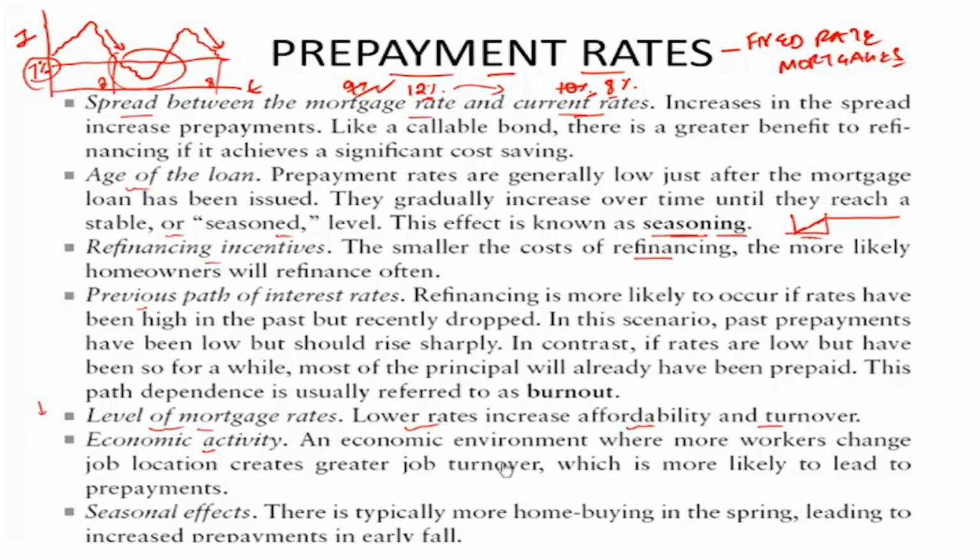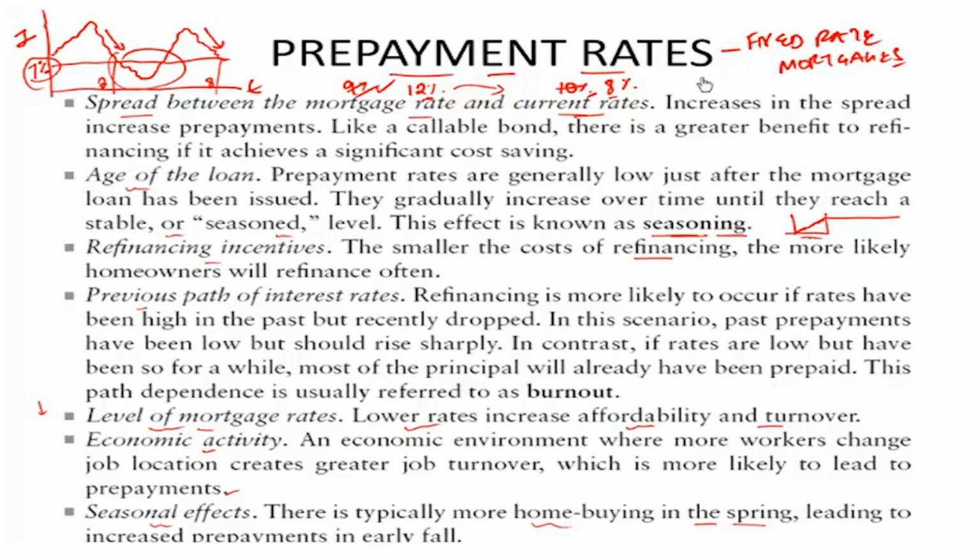Similarly, when economic activity is good or economic environment is better, then there is more job turnover and more likely people buying houses, relocating to different places, and hence more prepayments. We've also seen some seasonal effects, that is, more home buying and more mortgages get issued in the month of spring, and people don't immediately prepay. So when 4 or 5 months have passed, they start to prepay their loans as their financial condition improves. So we see higher prepayments in early fall and more issuance or more home buying in the spring in the US.